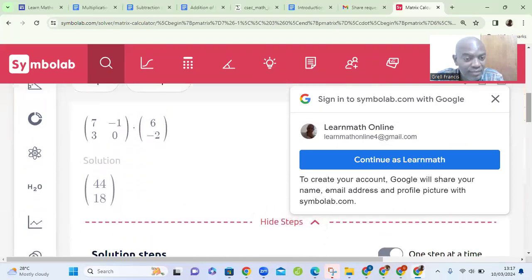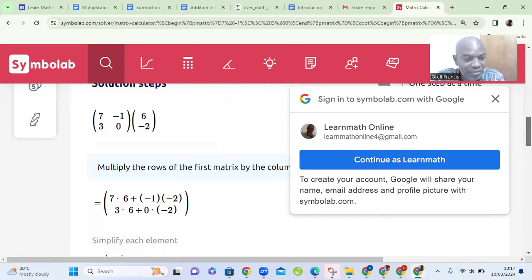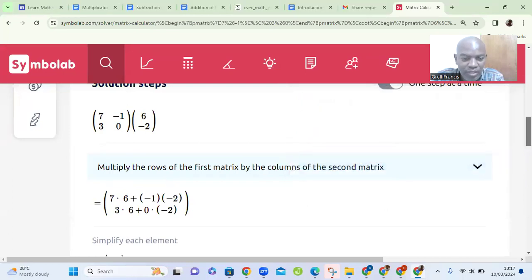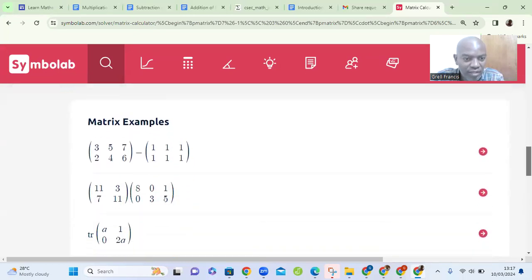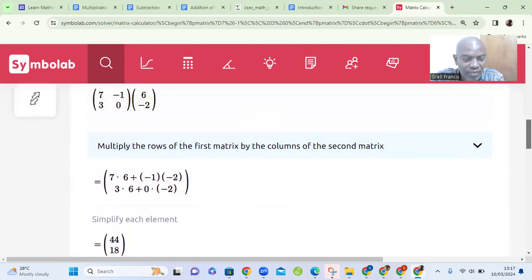44, 18. Okay, 7 times 6 is 46. And no, 7 times 6 is not 46. What am I talking about? 7 times 6 is 42. All right. And negative 1 times negative 2 is 2. 42 and 2 is 44, as you can see. And 3 times 6 is 18. 0 times negative 2 is 0. 18 plus 0 is 18. And it shows you some steps. Here it is. Okay, a little bit of explanation. So you can use Symbolab to cross-check your answer, and it gives you some examples also.